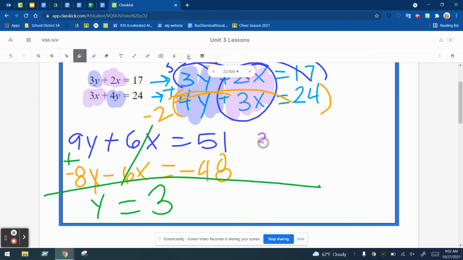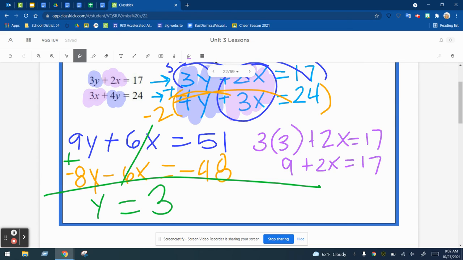Let's plug that into the top equation. We'll say that 3 times 3 plus 2x equals 17. We get 9 plus 2x equals 17, and 2x equals 8. x equals 4. Final answer, 4, 3.